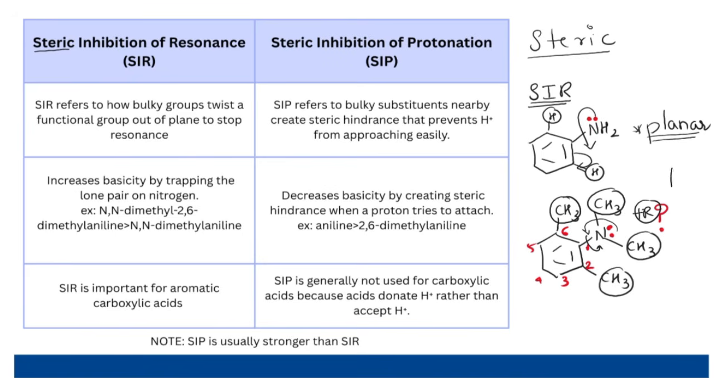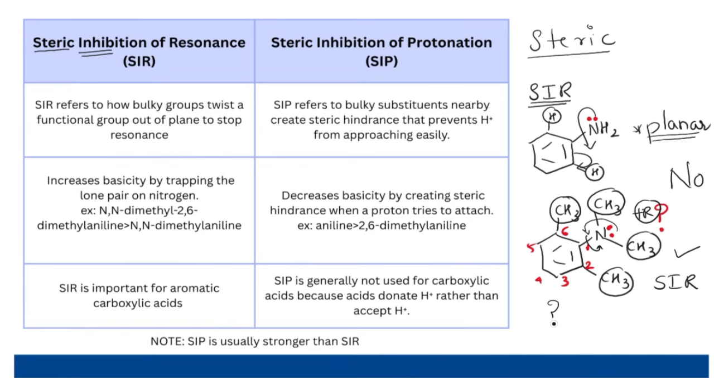Can it undergo resonance? No. The resonance is being inhibited. So it is being stopped due to the bulkier groups. Bulkier groups cause steric hindrance. So we call this steric inhibition of resonance. So there is an SIR effect in this molecule.